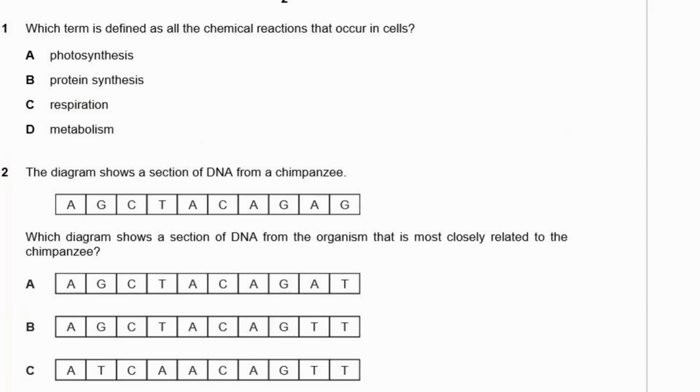Question 1. Which term is defined as all of the chemical reactions that occur in cells? Every single chemical reaction put together. What do they call it? Photosynthesis? No, that just happens in plants. Protein synthesis? No, that's just making of proteins. There's lots of other chemical reactions. Respiration, again, is making energy using oxygen, or anaerobic respiration without using oxygen. And metabolism, that is all of the reactions put together, so the answer is D.